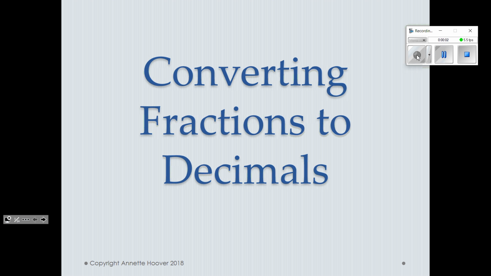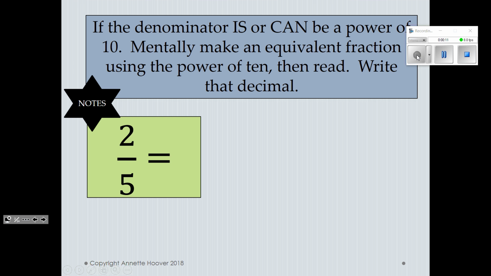Today we're going to be working on converting fractions to decimals. Here's the thing with fractions and decimals. If you read fractions correctly, they are going to read exactly like the decimal, which makes them a lot easier to convert. So what we know about decimals, place value in decimals, is that after the decimal, in the first decimal place, you have tenths.